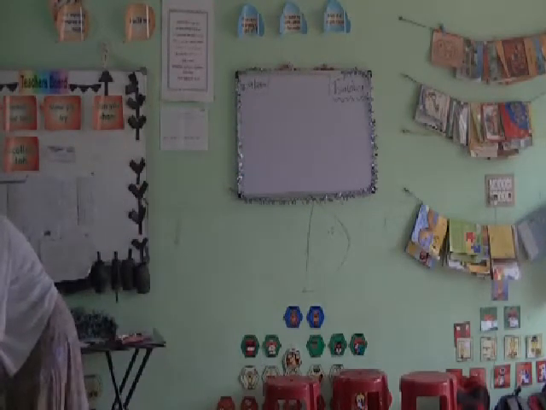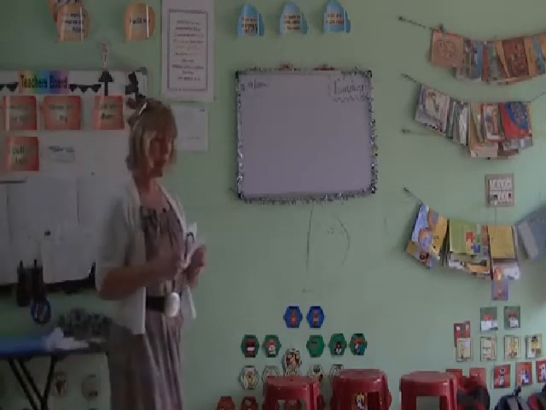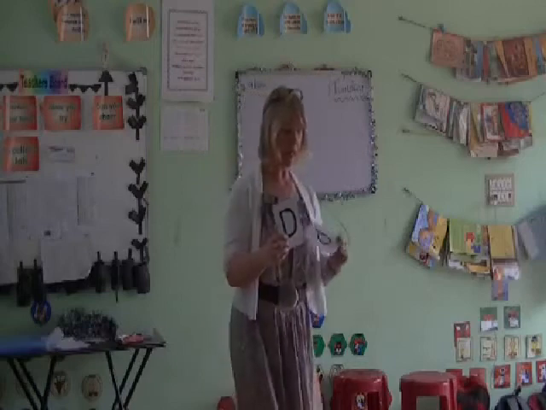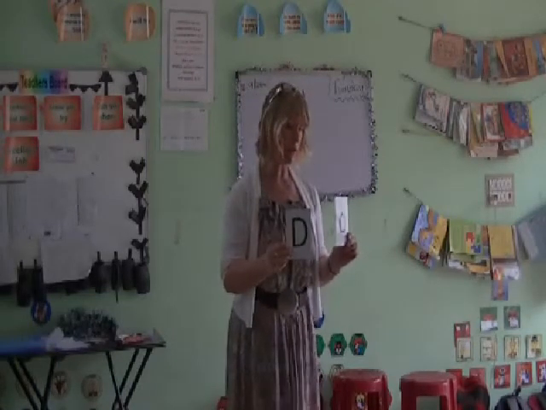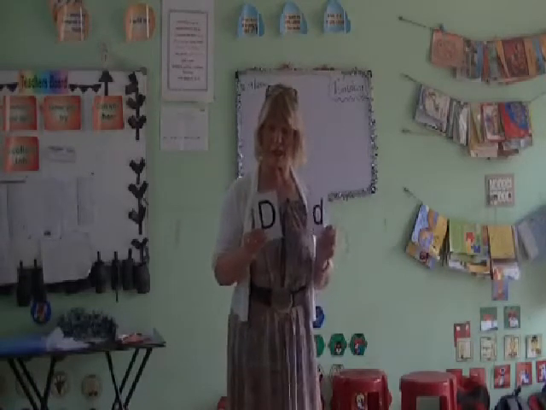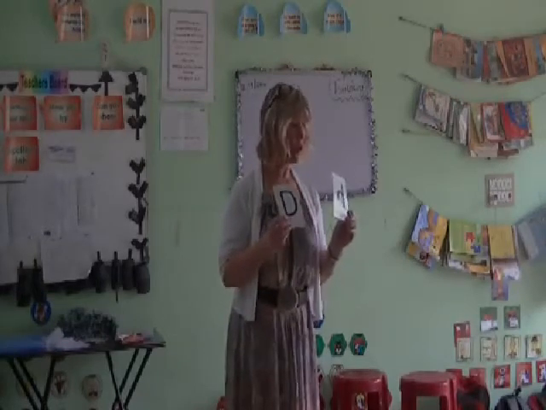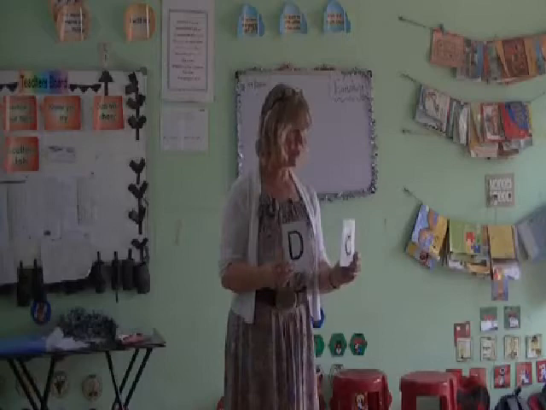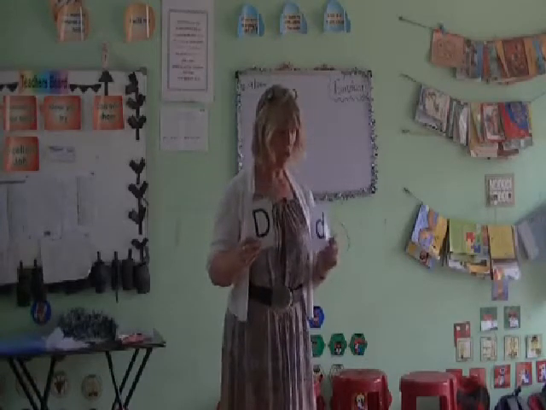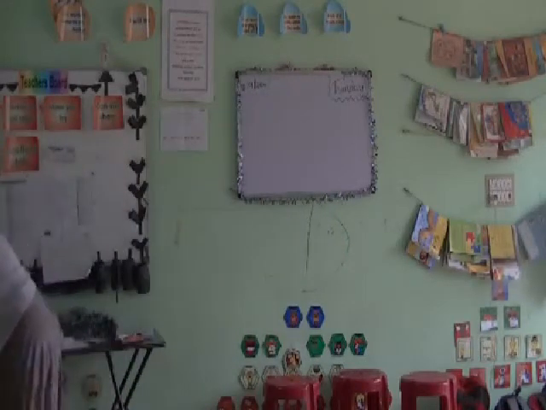And G, hang on, I have to get that one there. This is a big D, and this is a little D, so one's a capital, a big one, and a little one. They both make the sound D. D for dog. Okay? Next one is the letter.